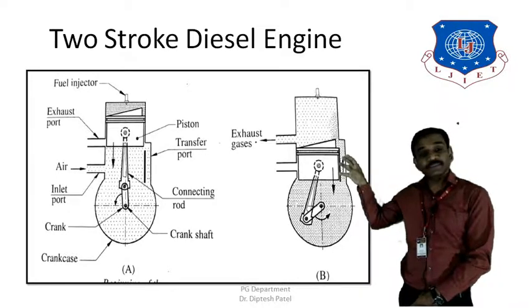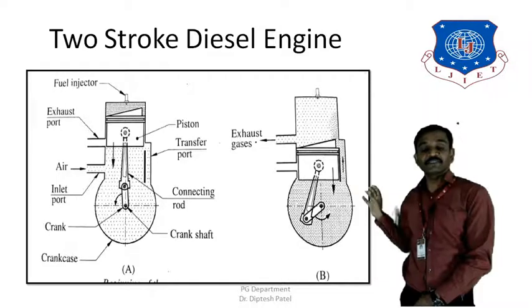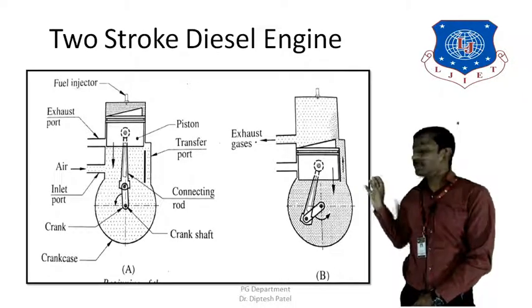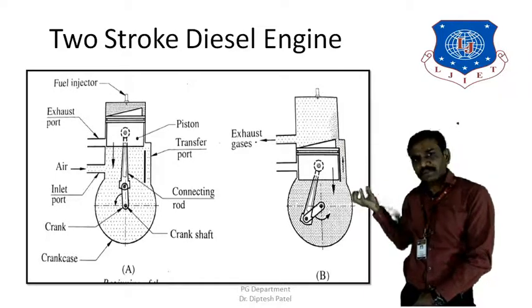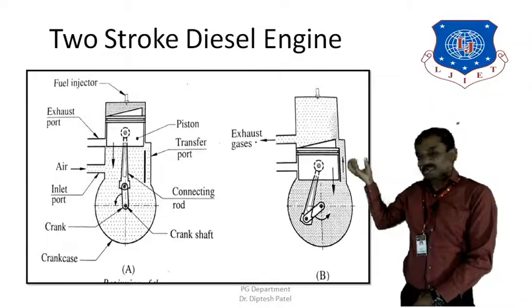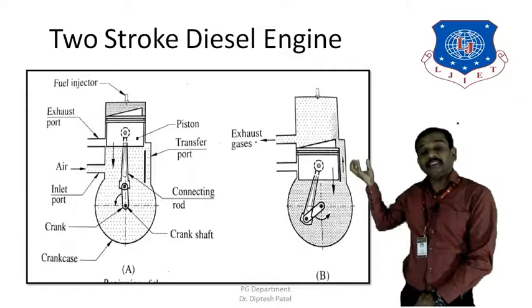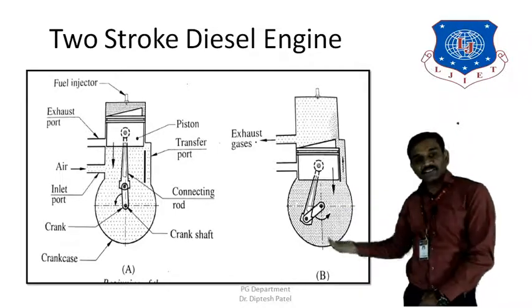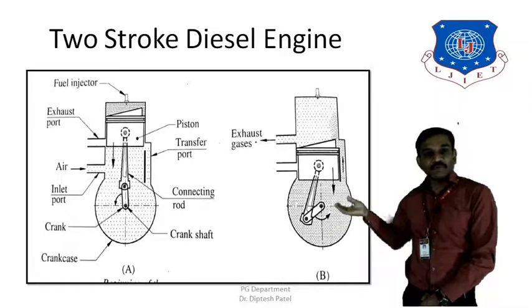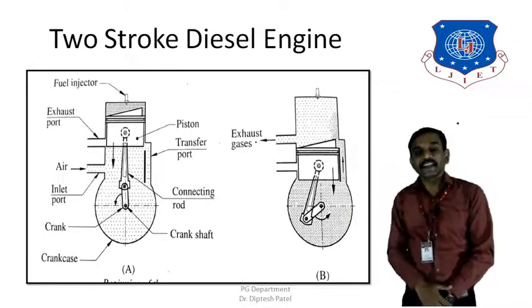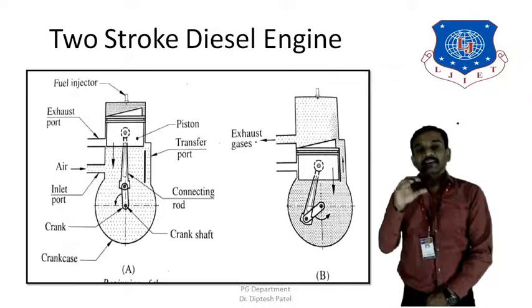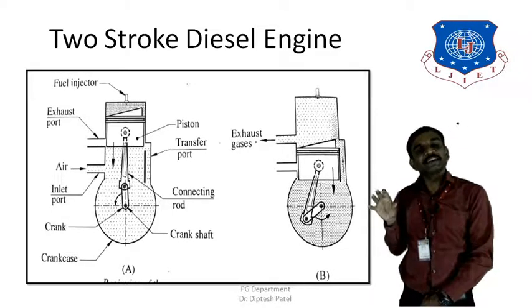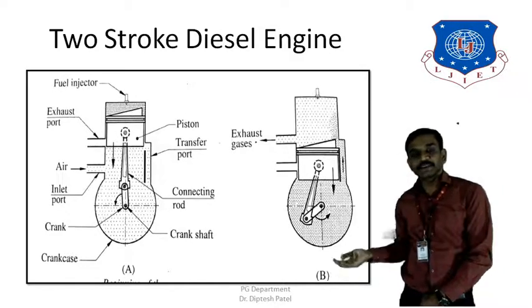So basically, you can see the inlet port, transfer port, and exhaust port. Only fresh air is taken from the inlet port into the crankcase, and it remains in the crankcase when the piston is at top dead center. When the piston moves from top dead center due to the power, the exhaust port and the transfer port open. At that time the fresh air remaining in the crankcase is pushed into the cylinder due to the pressure difference, and this air gets compressed in the cylinder when the piston is moving from BDC to TDC.